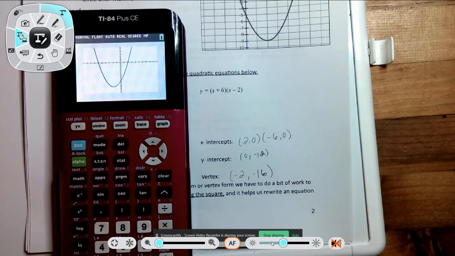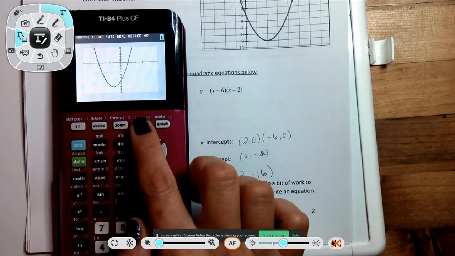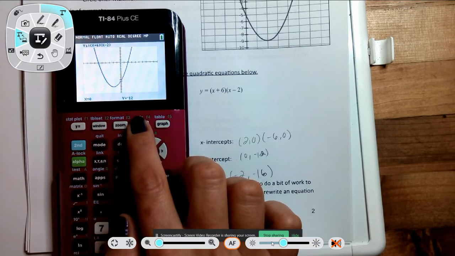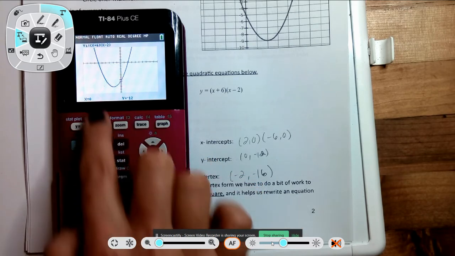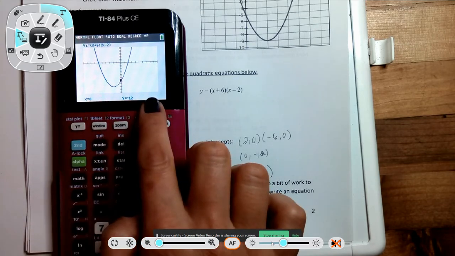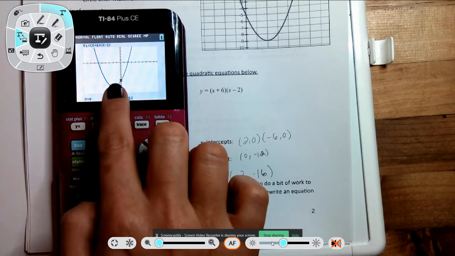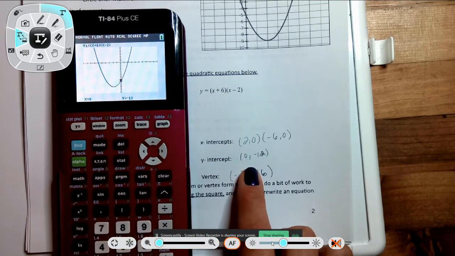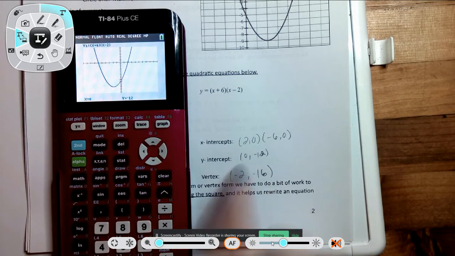And this gives me a couple different options. I have this trace key. Okay, with trace, I can enter in any x value. I can type it in and it will tell me what the y value is. And this one happened to put it right on the y-intercept. So that gives us another way of verifying this.